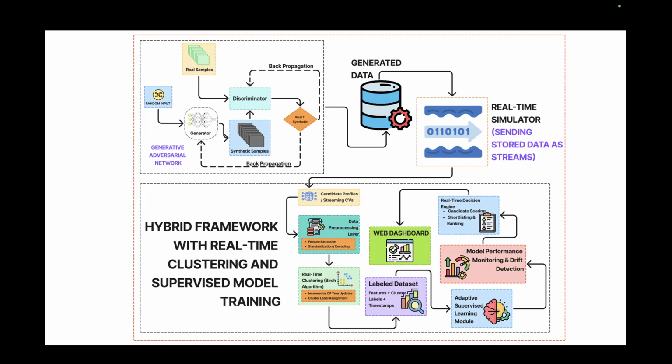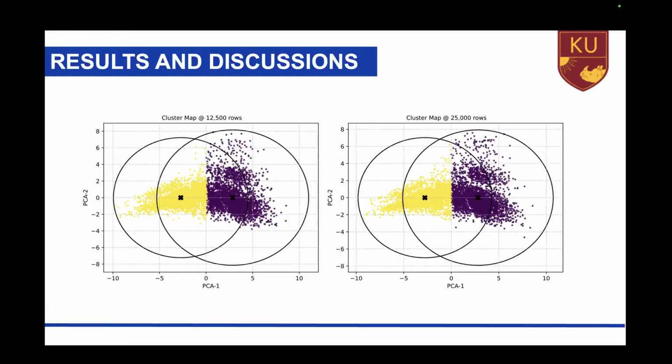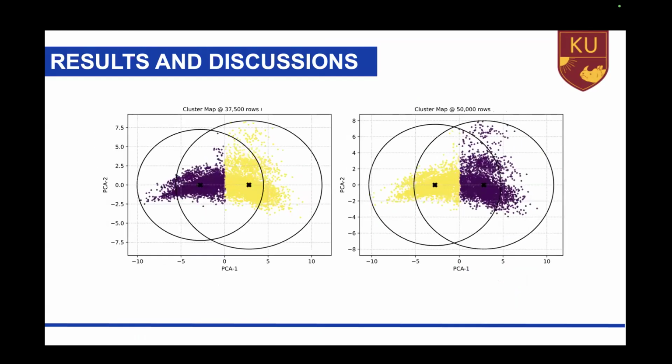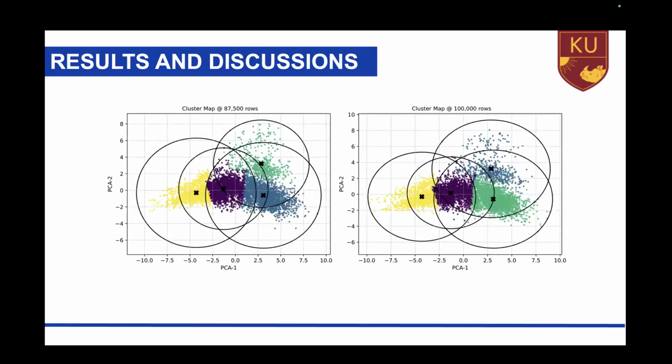And these were the results from the clusters, starting with a sample size of 12,500 rows to 25,500 rows, where we got 2 clusters at the initial stage. Again, for 37,500 rows and 50,000 rows, we also had 2 clusters, and the black markings are the cluster centroids. And you see the moment the size increased, we started getting 4 clusters for 87,500 rows and 1 lakh sample rows.